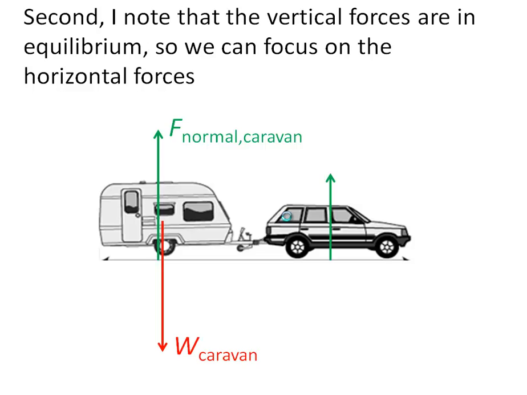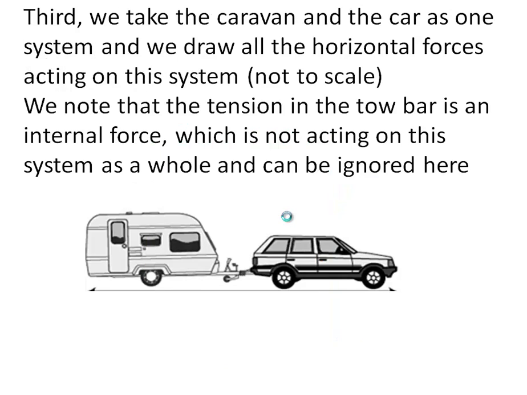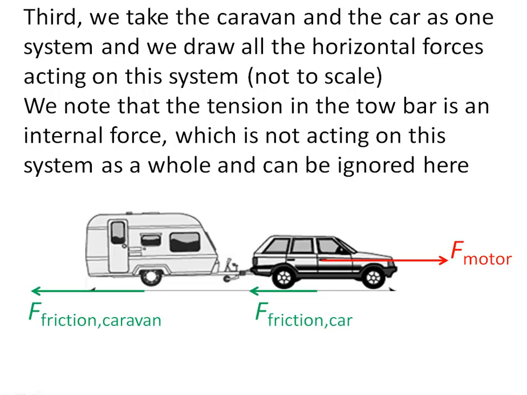Second then, I note that the vertical forces are in equilibrium, so we can focus on the horizontal forces. Third, we take now the caravan and the car as one system and we draw all horizontal forces acting on the system, which is here not to scale because the frictional force on the car is much smaller than the force exerted by the motor. We note that the tension in the tow bar is an internal force which is not acting on this system as a whole, so it can be ignored in this step.